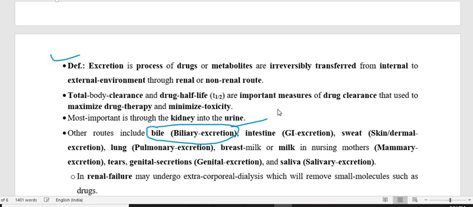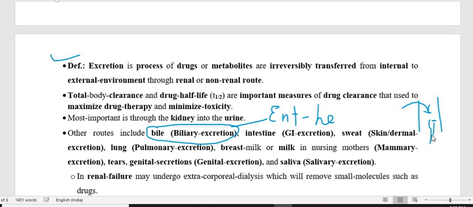One interesting terminology is enterohepatic circulation, or enterohepatic recycling. What is it going to tell? This comes under biliary excretion. What will happen? The drug comes through the bile into the GI tract.